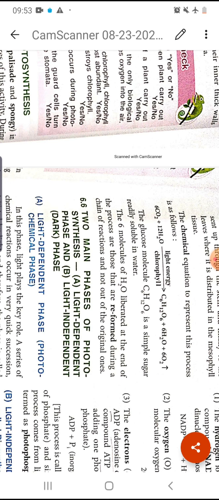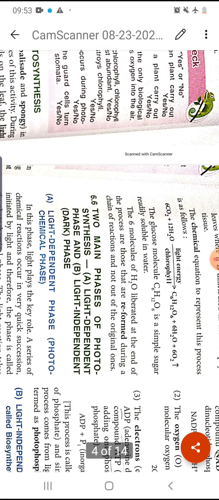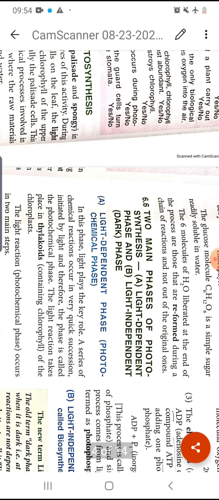And also 6 molecules of carbon dioxide. Now there are actually two main phases of photosynthesis. One is the light dependent phase and another is the light independent phase, or dark phase. That does not mean it will occur at night or in the evening. Dark phase means it is independent of light.